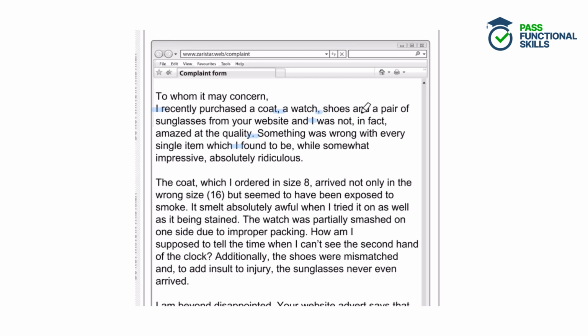We've also got commas to add additional information and to add emphasis. So we've got I was not, comma, in fact, comma, amazed at the quality. So we've used commas there to emphasise in fact, to try and make the tone a little bit more angry about the issue. And then we've added some more detail here, some commas to say that every single item had something wrong with it, which is somewhat impressive, but it is also absolutely ridiculous. So we're connecting these ideas together using commas.